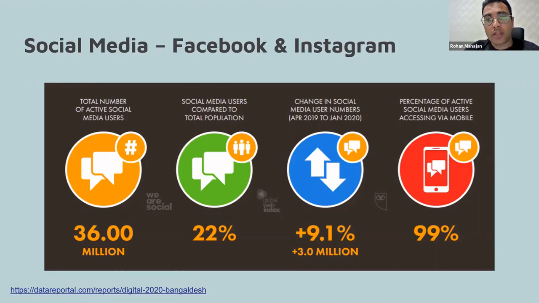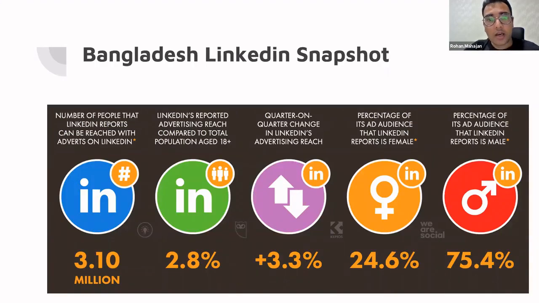When I look at the same in terms of LinkedIn, this is a LinkedIn snapshot of the market itself. There are about 3 million people active on LinkedIn. This is this year's data. That is almost 3% of the population, and we see a 3 to 4% increase in the numbers every quarter. However, in terms of ratio, it is very much driven by males. It's about 75% males and 25% females.